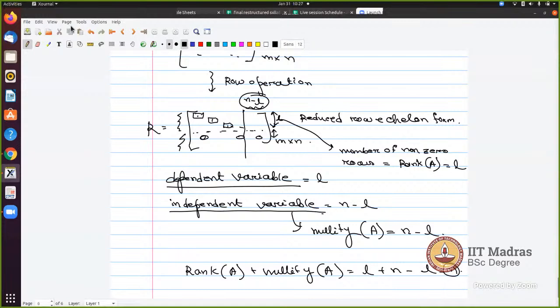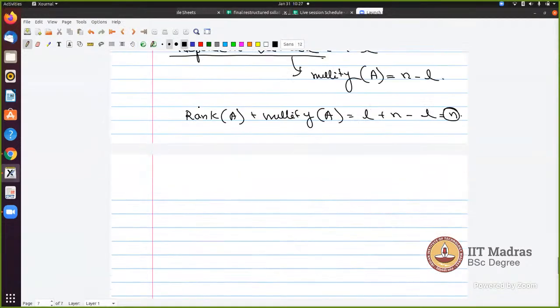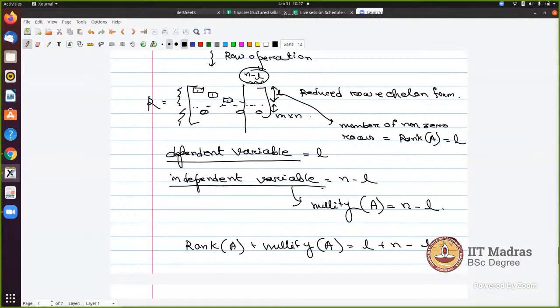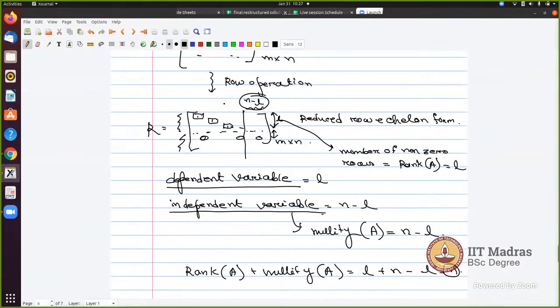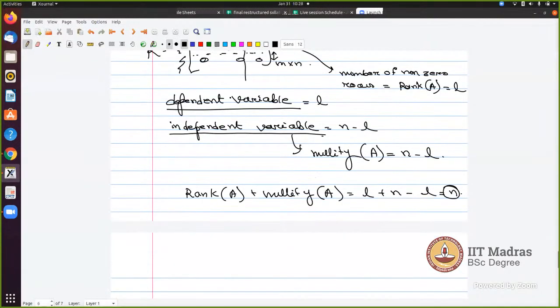So let me take a concrete example, okay? Then it will be more clear. Sir, I have a small doubt. When you talk about nullity, we are talking about a vector space, and rank is also a vector space because it is the rank of the column space or row space. Exactly. So both rank of A and nullity of A are dimensions of some vector space.